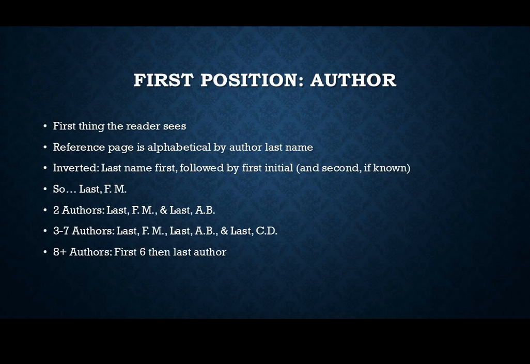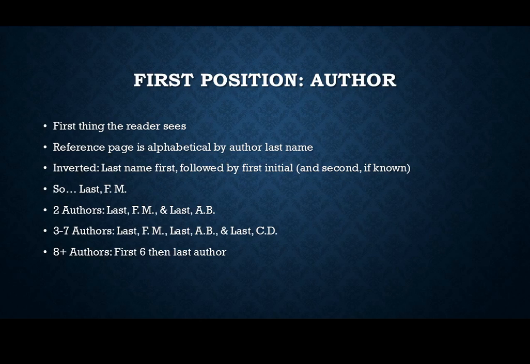Each citation follows a prescribed format. If the author is known, his or her name will go first. You start with their last name, place a comma, and that is followed by the first initial and a period, and the second initial, if it's known, followed by another period.